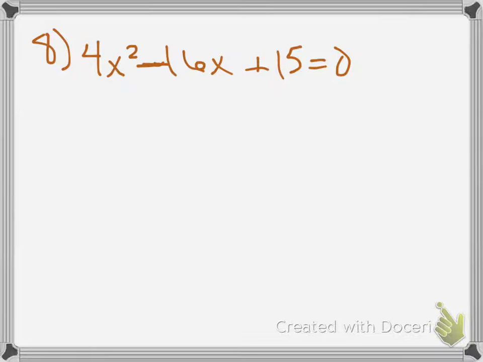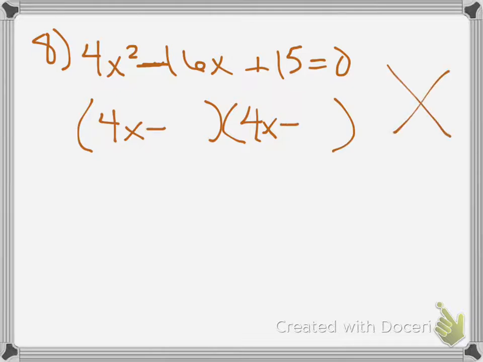Let's look at number 8. 4x squared minus 16x plus 15 is equal to 0. So that's a minus 16x. That's hard to tell. Anyways, 4x, minus plus is minus minus. Negative 16 here. 4 times 15 is positive 60.